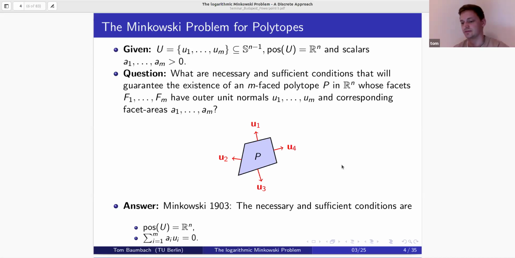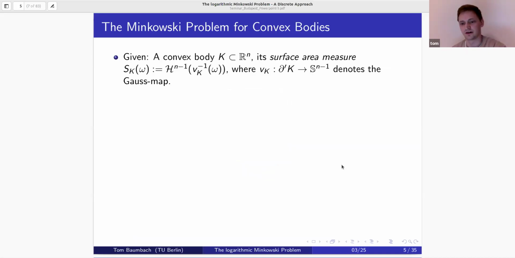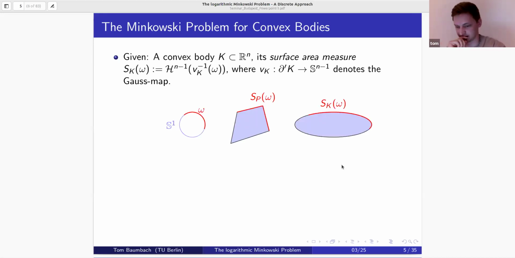Okay, the next step is we want to look at this Minkowski problem for convex bodies. And in order to do that, we have to introduce measures. The Minkowski problem for convex bodies is the following. We are given a convex body K, and we have its surface area measure, which is denoted by S_K. These measures are always defined on the unit sphere. So omega is now a subset of the unit sphere of dimension n-1, and it's defined as the Hausdorff measure of the pre-image of omega, where we take the pre-image with respect to the Gauss map. You don't have to understand everything.